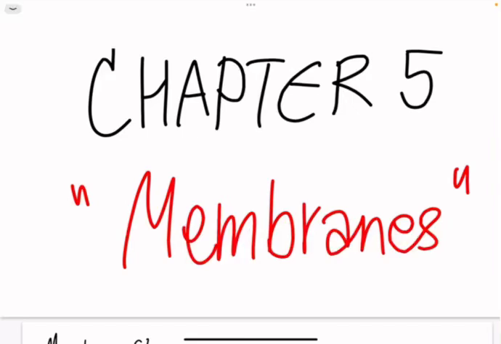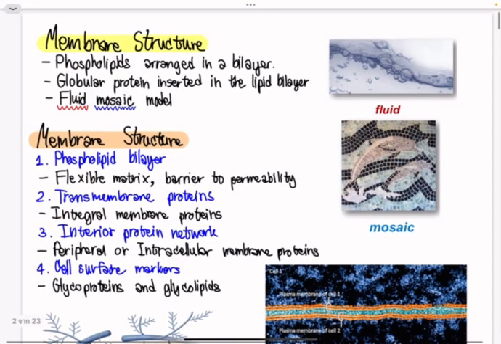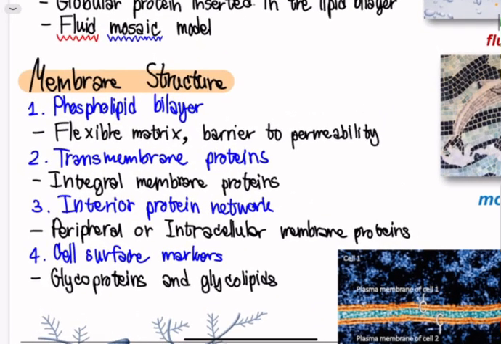Chapter 5, Membranes. Membrane structure. Cellular membranes have four components. First, phospholipid bilayer. Second, transmembrane protein. Third, interior protein network. Fourth, cell surface markers.